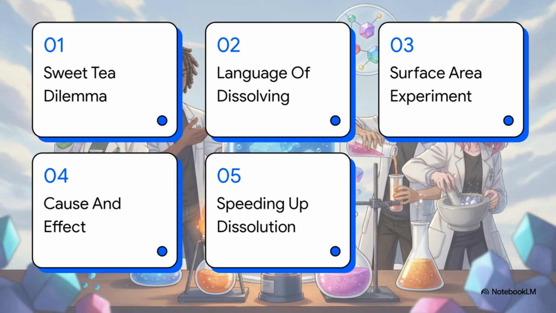So here's our scientific roadmap for today. 1. The sweet tea dilemma. 2. The language of dissolving. 3. The surface area experiment. 4. Proving cause and effect. And finally, number 5, speeding up dissolution.